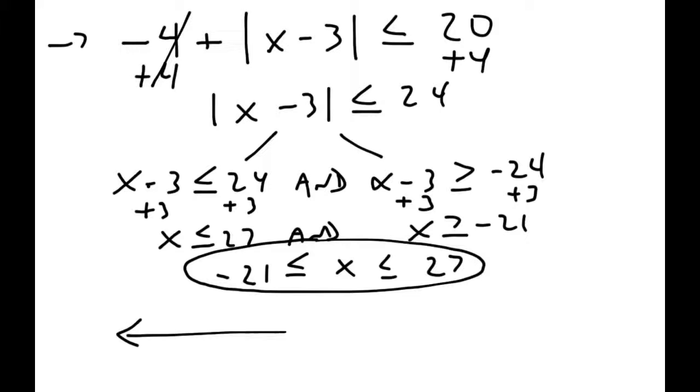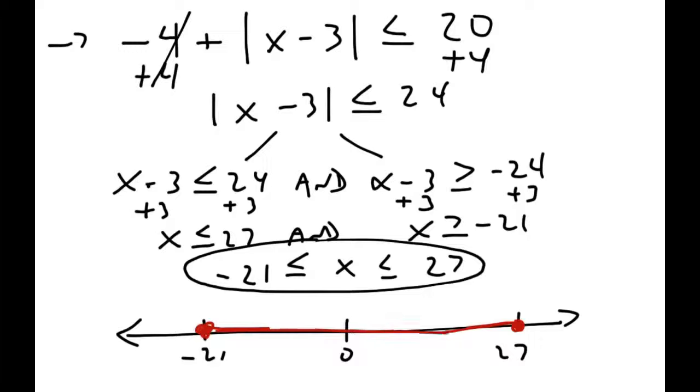And then if I were graphing that, of course, 27, negative 21, it's going to be a dot on 27 going this way, a dot on negative 21, excuse me, going this way. So it's that intersection, everything in between. All right, we'll do at least one more.